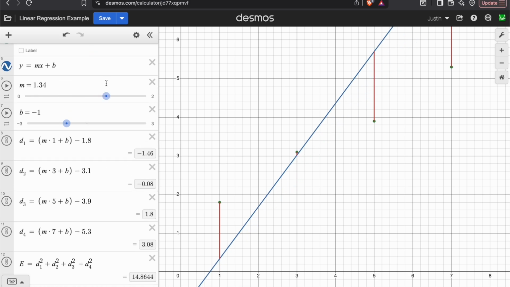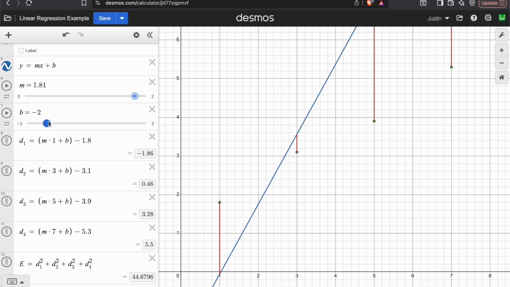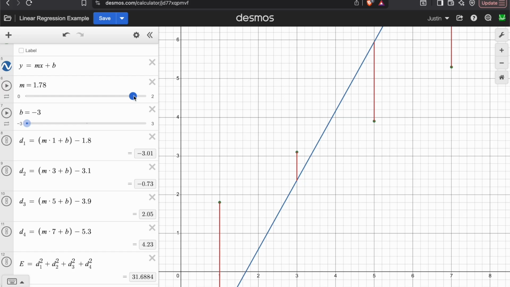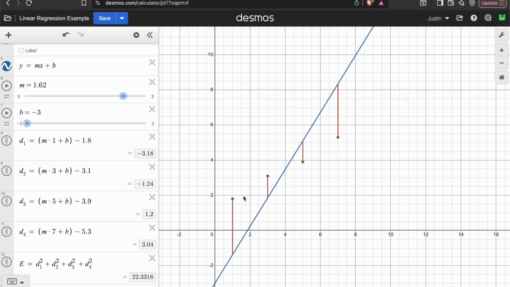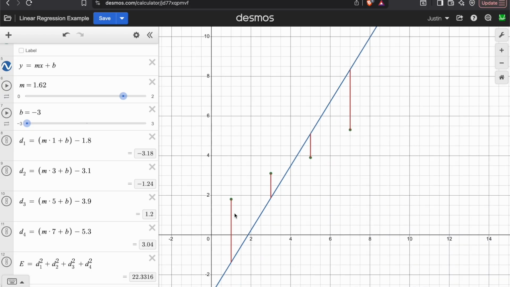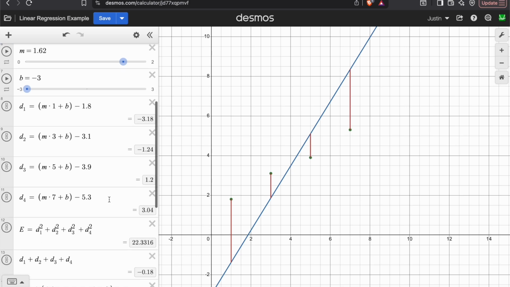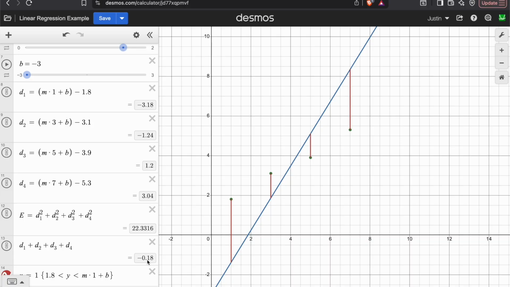Like, I'm going to really exaggerate it here. Make the slope really big. Drag this guy down a little bit, and let's see. The error obviously is huge, right? And if I zoom out, you can see the D1 is -3, D4 is +3, D2 is -1.2, D3 is +1.2. And when you just add them all together, you get something that's pretty close to zero.